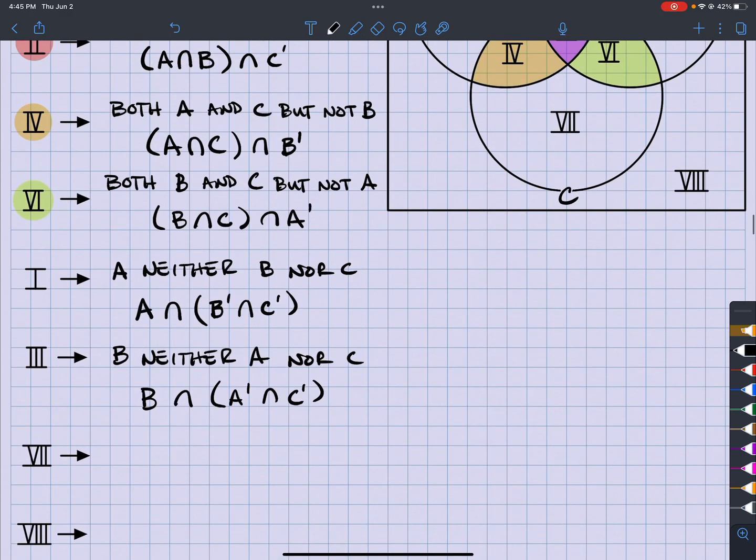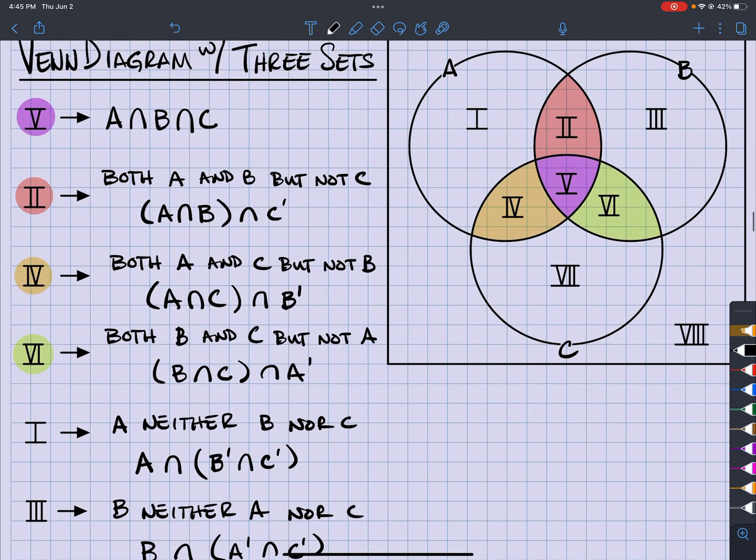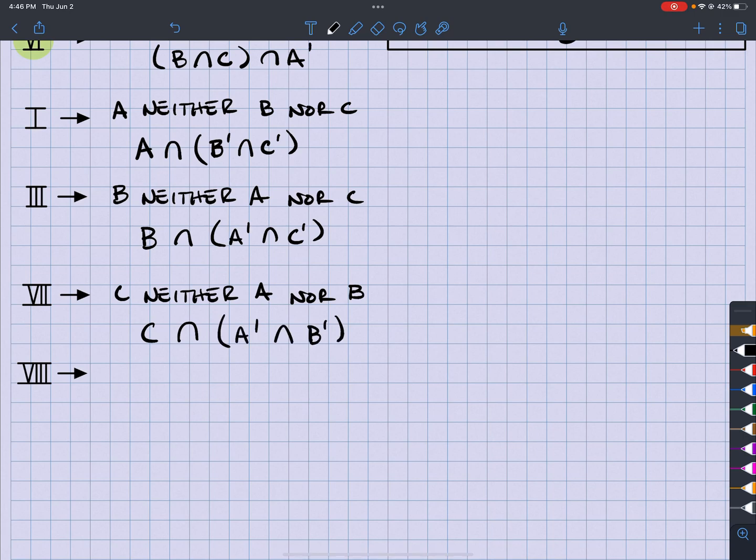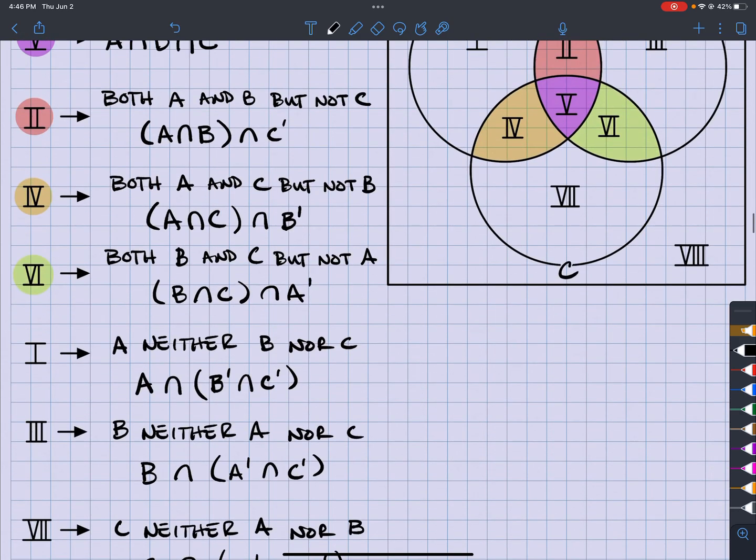All right, and region 7 would be C, take away the A and B. So let's do that. It is going to be C with neither A nor B. So it's going to be C intersect with not A, intersect with not B. And there you go.